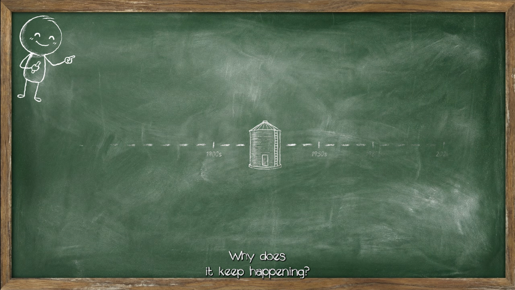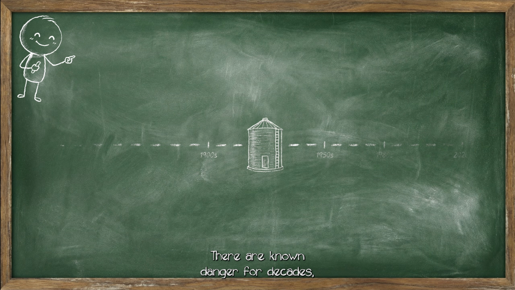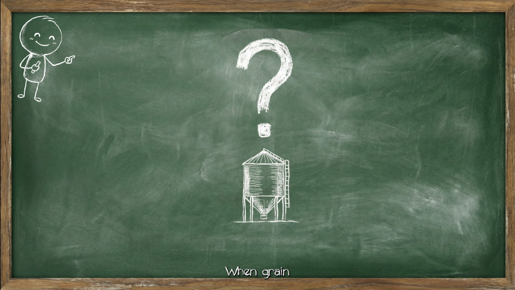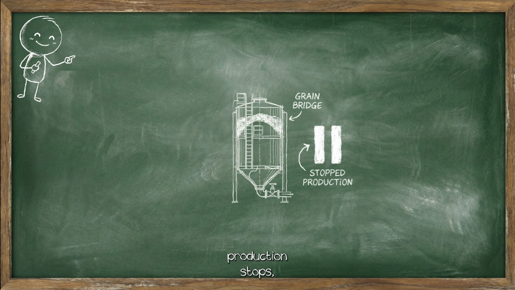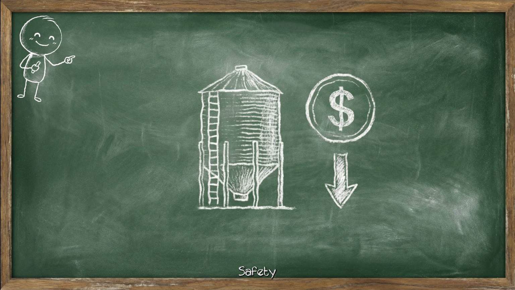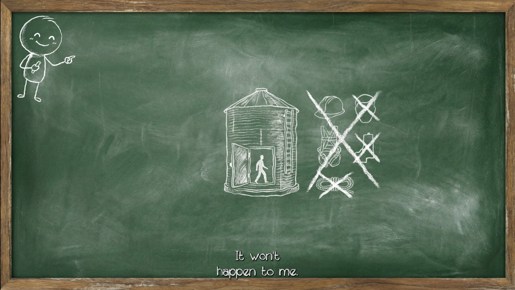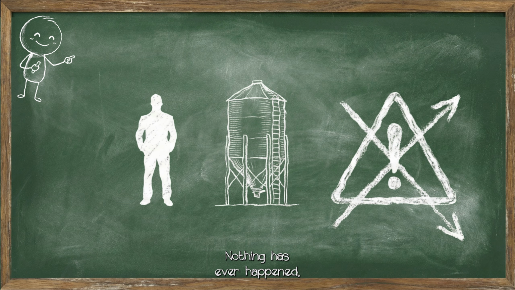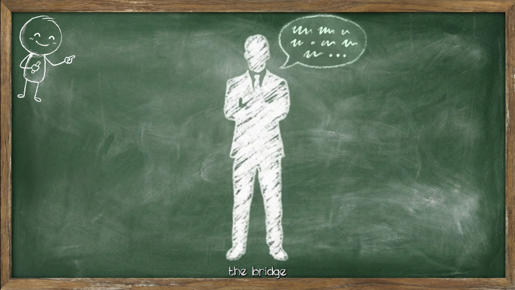Section 5. Why does it keep happening? These accidents are not new. They're a known danger for decades. So why do they still happen? Routine maintenance pressure. When grain bridges or clogs in silos, production stops. And when production stops, money is lost. So workers enter the silo for a quick fix. Safety procedures are skipped. It won't happen to me. Perception. Most workers underestimate this danger. I've been doing this for years, nothing has ever happened, they say. Until one day the bridge collapses.